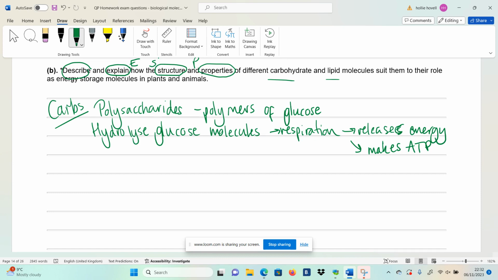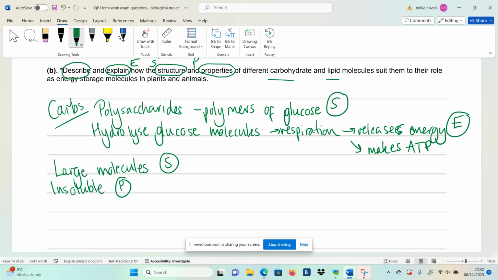All right, so polymers of glucose would count as a structure, and then hydrolyzing the glucose molecules off it to use in respiration to get energy, that part there is an explanation. So you've said a point to do with the structure and you've explained it. Okay, if we were to look at another property, we could say that polysaccharides are, for example, large molecules. So saying that it's a large molecule is a structural point. Because they're large, they would be insoluble. Insoluble is describing their property.